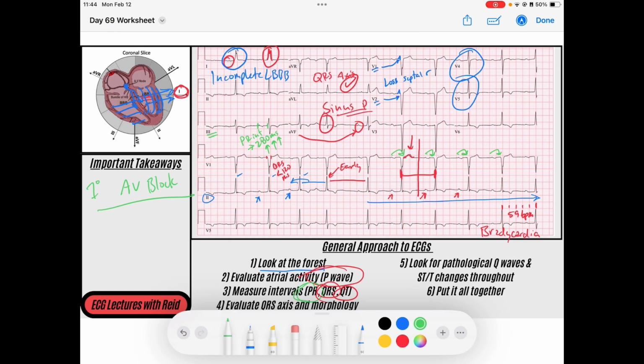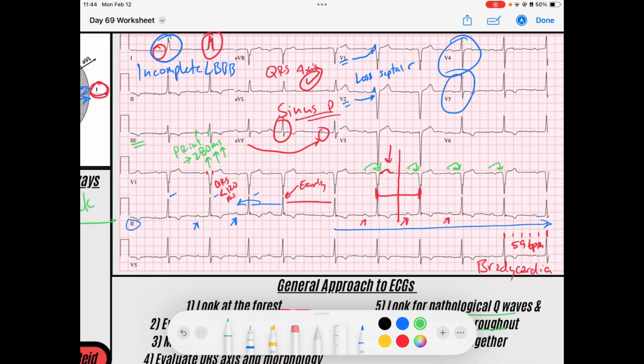Last thing I'm going to do is look for pathological Q waves and ST and T wave changes, right? We do see that we've got these deep Q waves here in the septal leads of the precordium, so maybe there was a septal infarct. It's hard to tell, right? Is that caused by this incomplete left bundle branch block, or are these septal Q waves caused by a previous septal infarction?